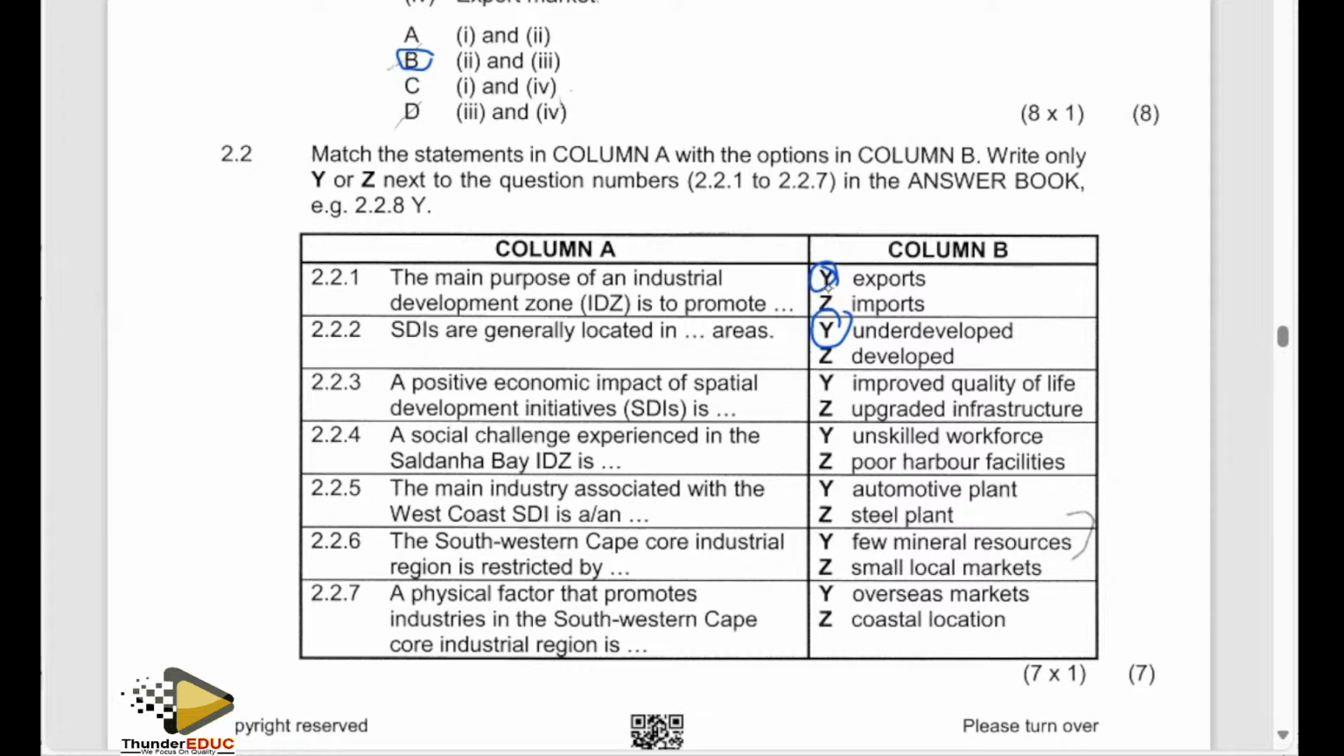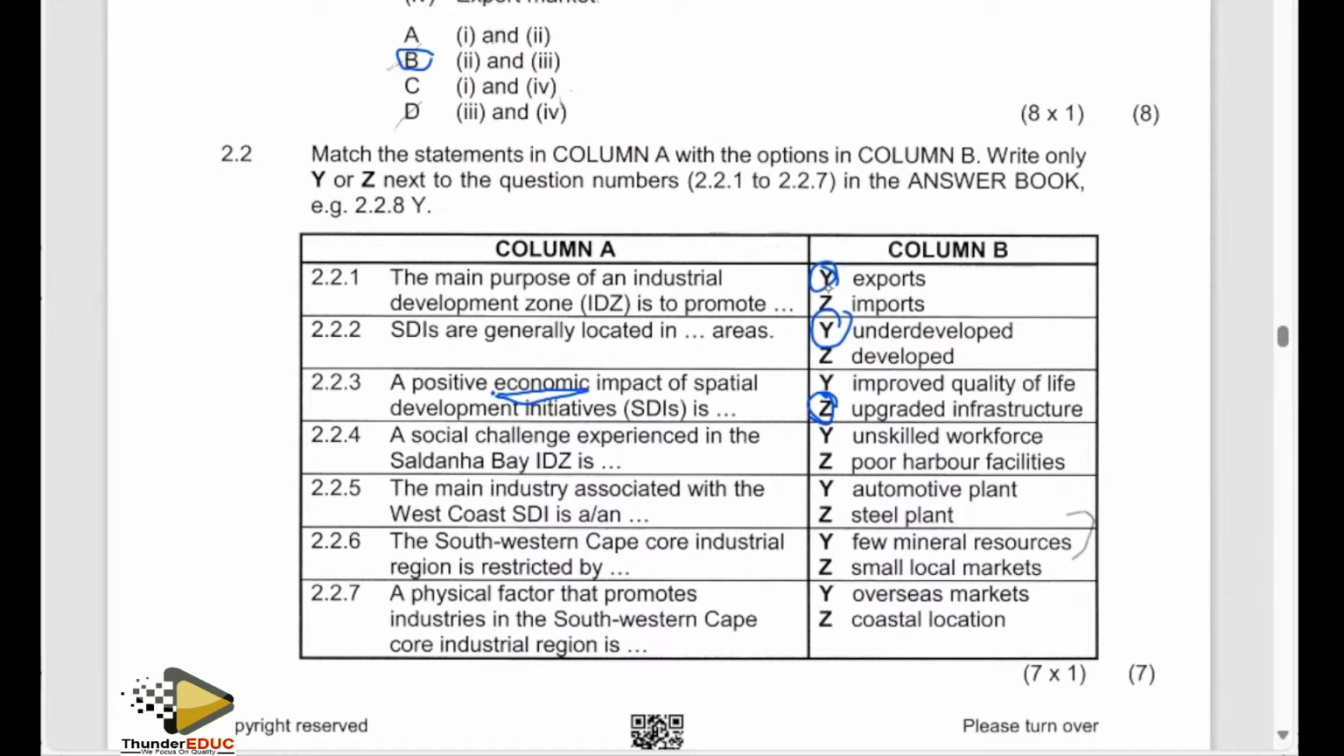A positive economic impact of spatial development initiatives is, the question here is saying economic. Check on the question. Quality of life is not economic, it's social. So the correct response is upgraded infrastructure.